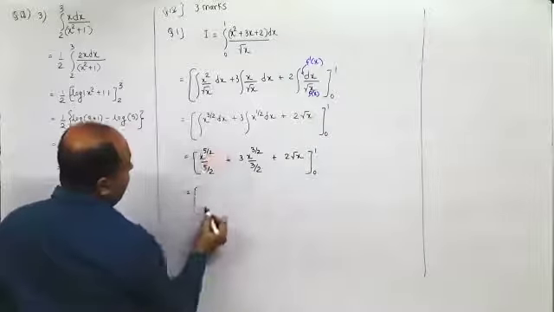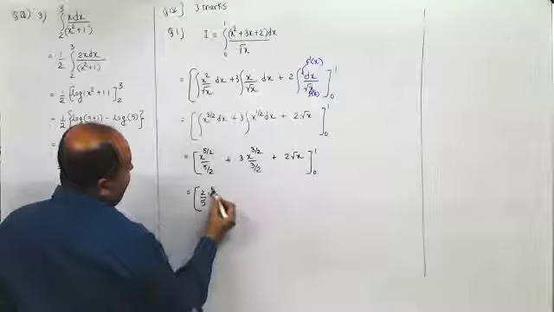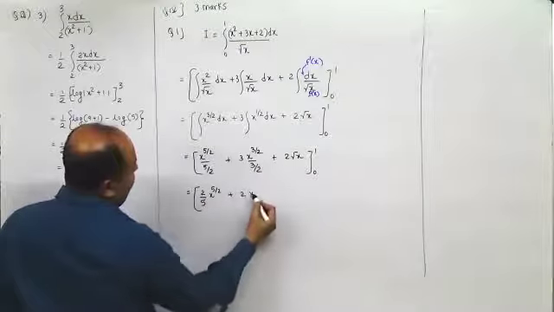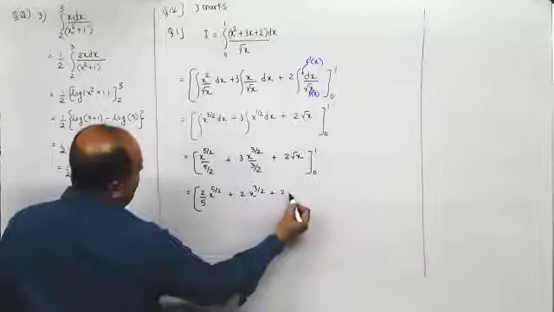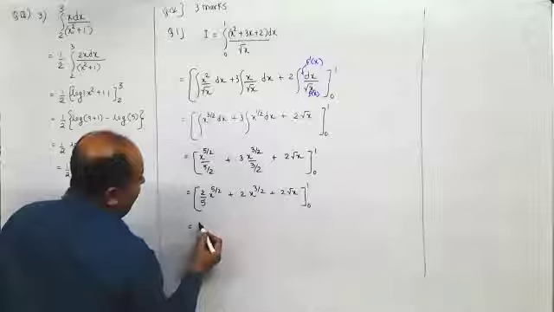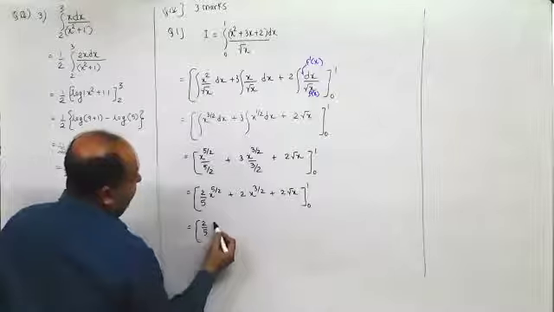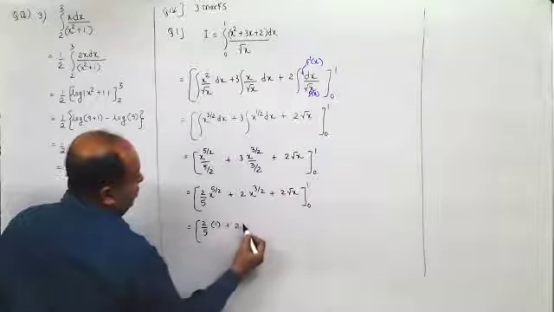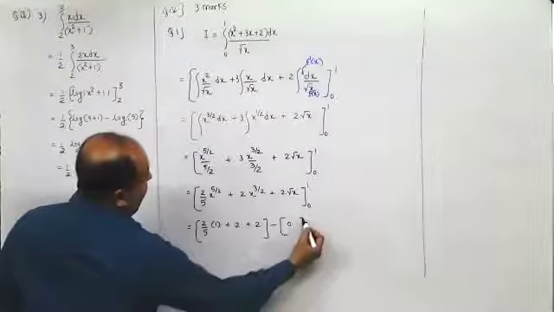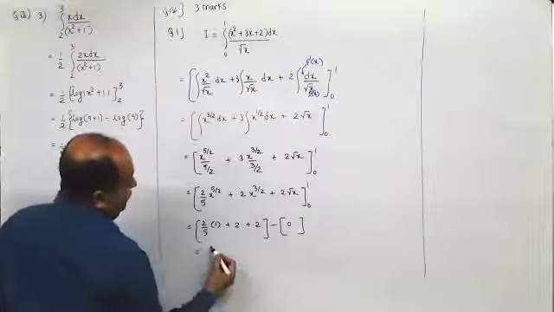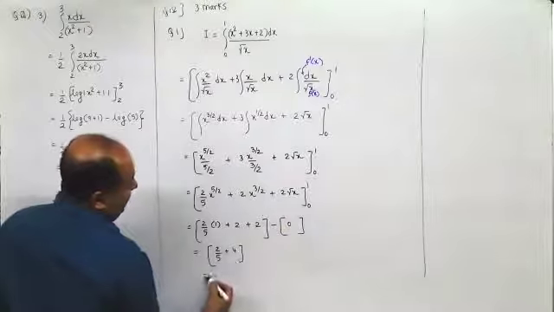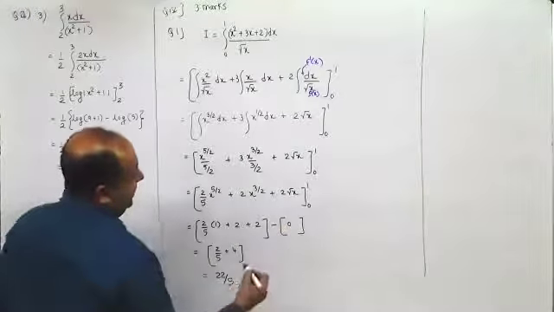It goes up, this becomes 2 upon 5, x raised to 5 by 2, plus 2, 3 and 3 get cancelled, x raised to 3 by 2, plus 2 root x, between 0 and 1. Now when I substitute the upper limit, I'll first get 2 upon 5, 1 raised to 5 by 2, that is 1, plus 2 into 1, plus 2 root 1, minus, this would all be 0. Now this is 2 by 5 plus 4, so that would be 5 plus 4, 5 into 4, 22 by 5.